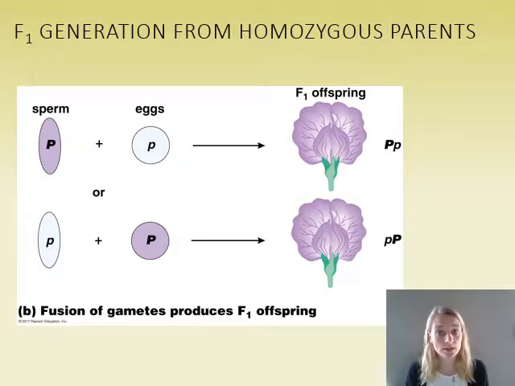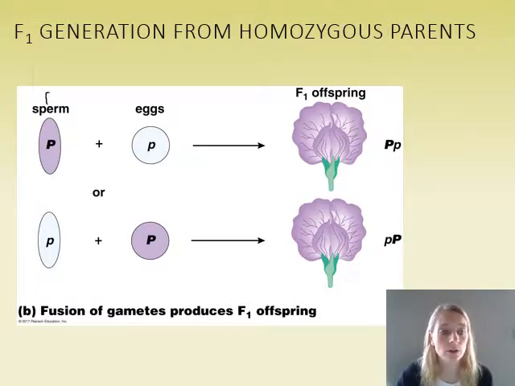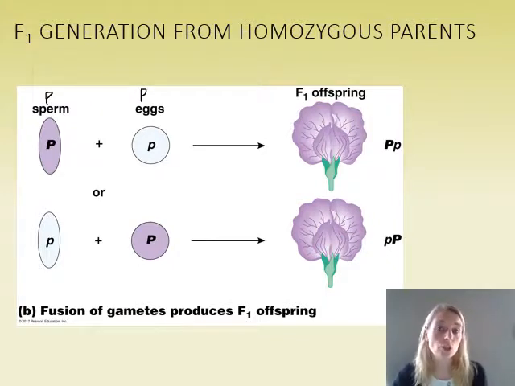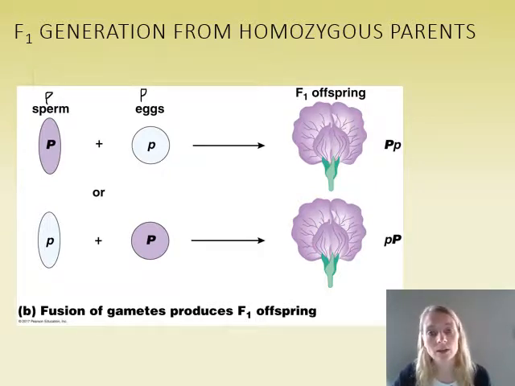If you were to cross that, so this was our P generation to our F1 generation from our homozygous parents, we could have gotten the capital P from the sperm and the lowercase p from the egg. This is our parental haploid genes. So you could have had two options. The sperm could have been carrying the dominant allele and the eggs carrying the recessive, or the sperm carrying the recessive and the eggs carrying the dominant.